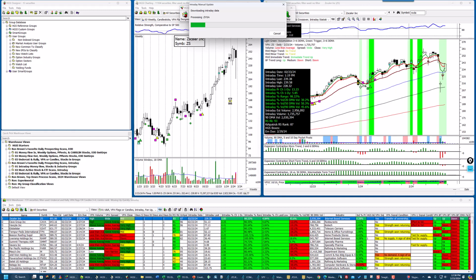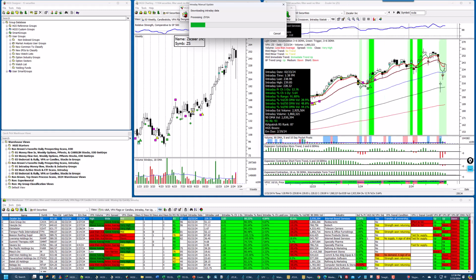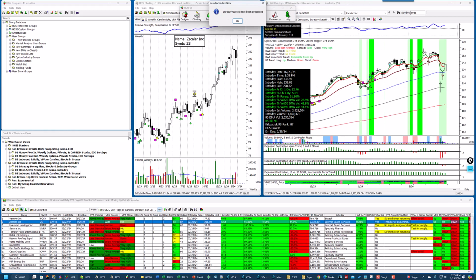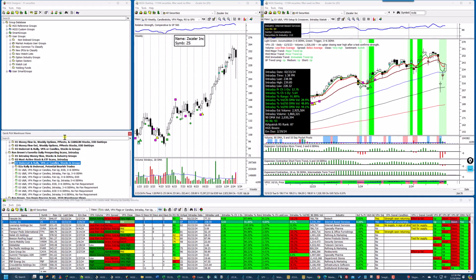It's almost finished. When you have several things open in HGSI and you're updating, it takes a little while to update. You can see that it finished right there. Okay, so let's talk about this undercut and rally.